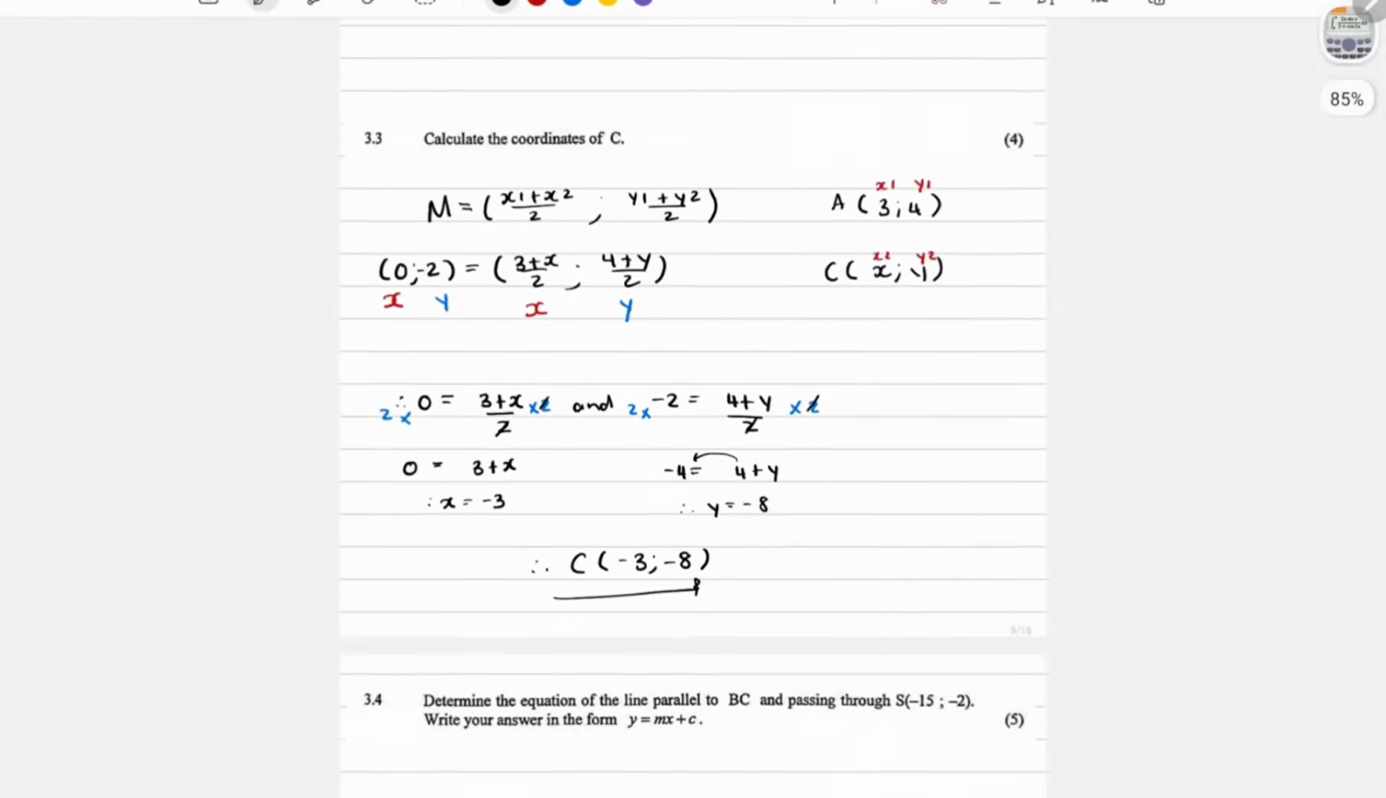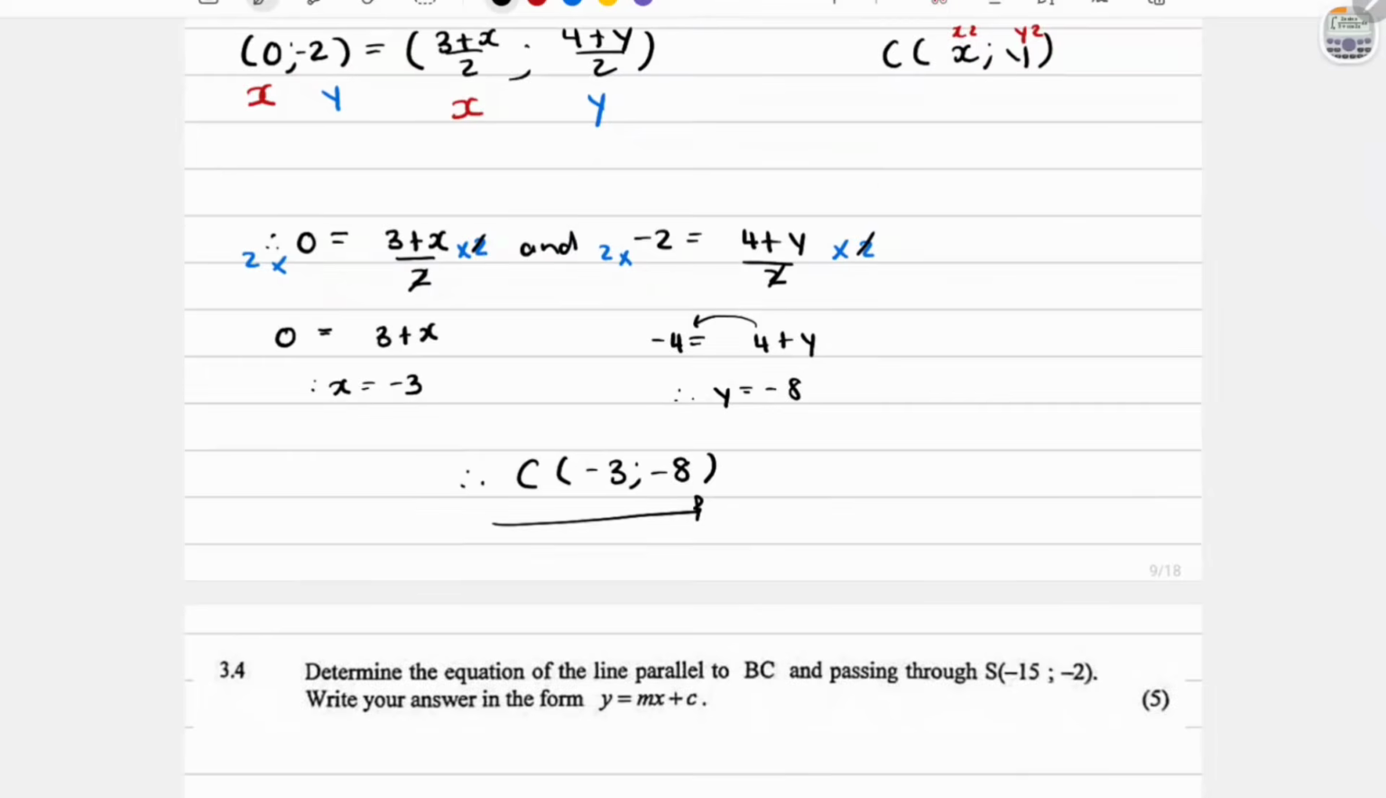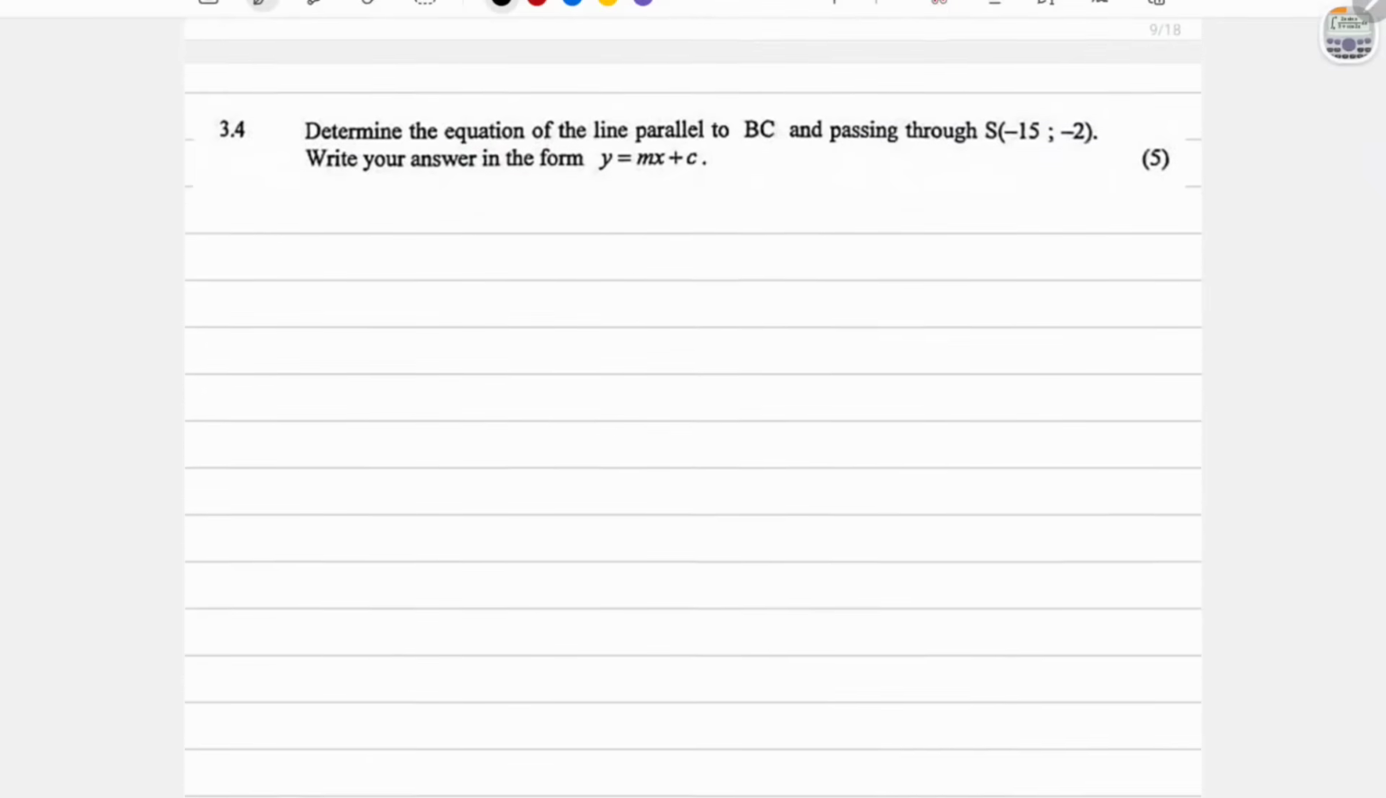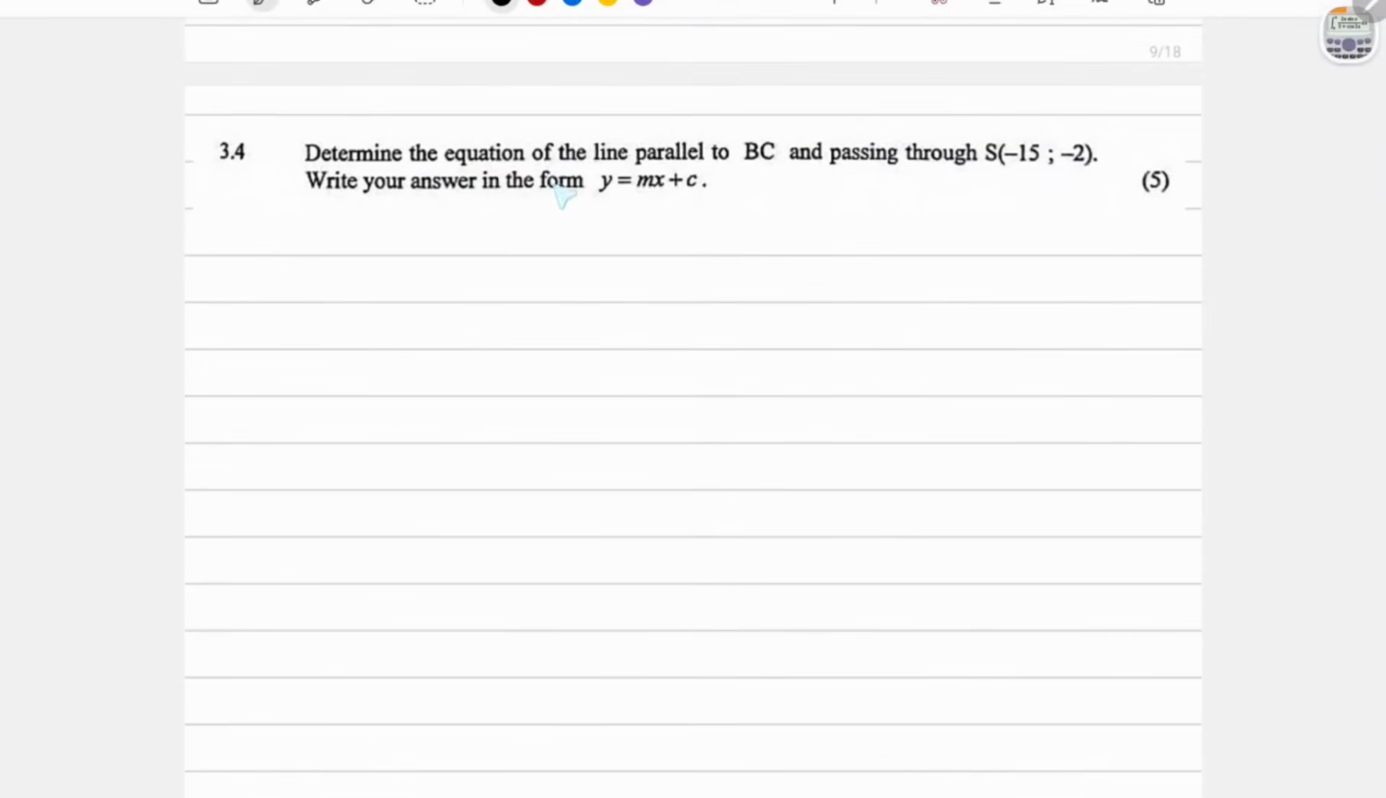Okay, so moving on to the next question. Okay, so the next question, 3.4, says, determine the equation of the line parallel to BC and passing through S, which is -15 and -2. Write your answer in the form of y is equal to mx plus c.